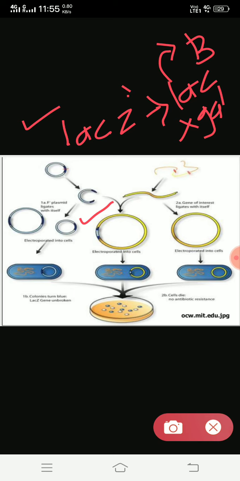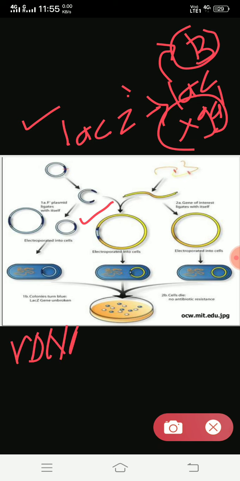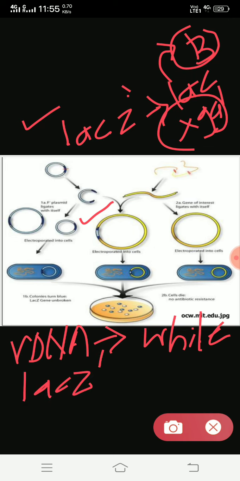Due to its disruption, it cannot degrade the X-gal and cannot give the blue color colony. In the case of the recombinant DNA molecule, it gives the white color colony. Why? Because the lacZ dash gene is disturbed, it cannot degrade the X-gal and cannot give the blue color colony, so it gives the white color colony.